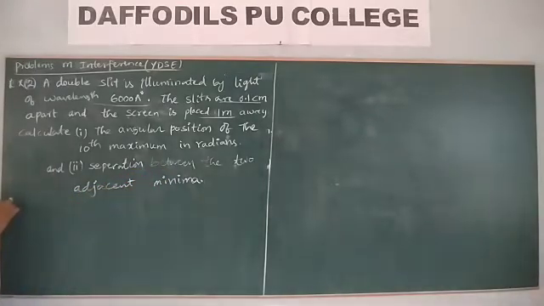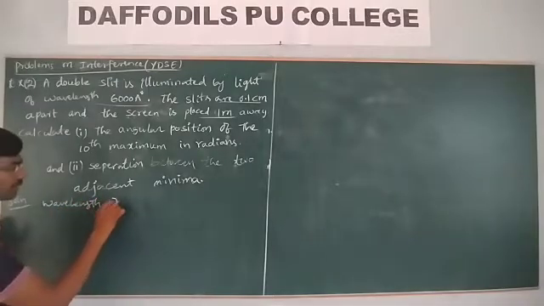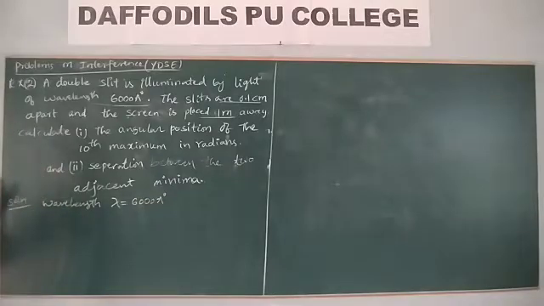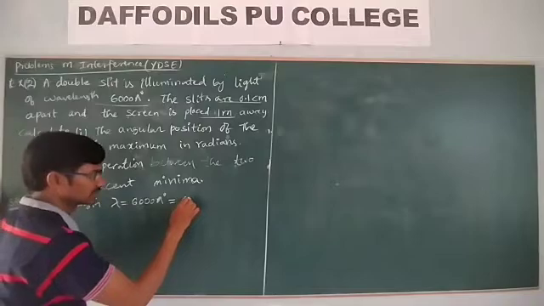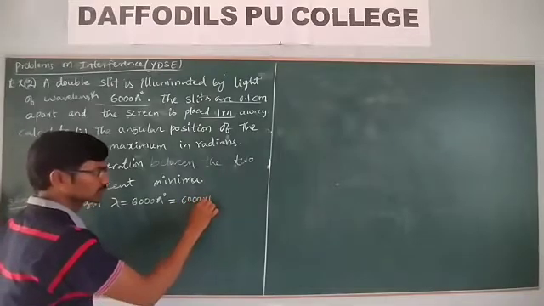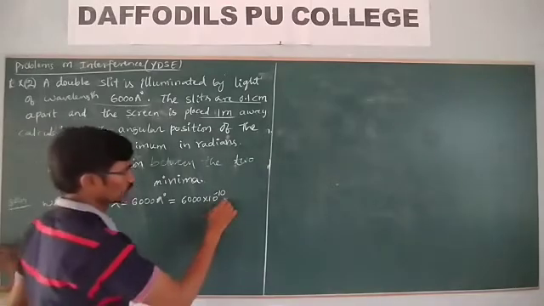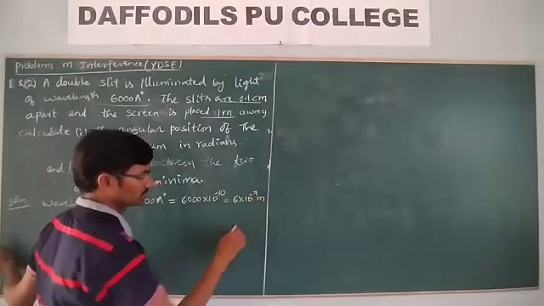So let us write the given information. What is given here? Wavelength lambda is equal to 6000 angstrom, that is 6000 into 1 angstrom, which is 10 power minus 10 meter. That is equal to 6 into 10 power minus 7 meter.